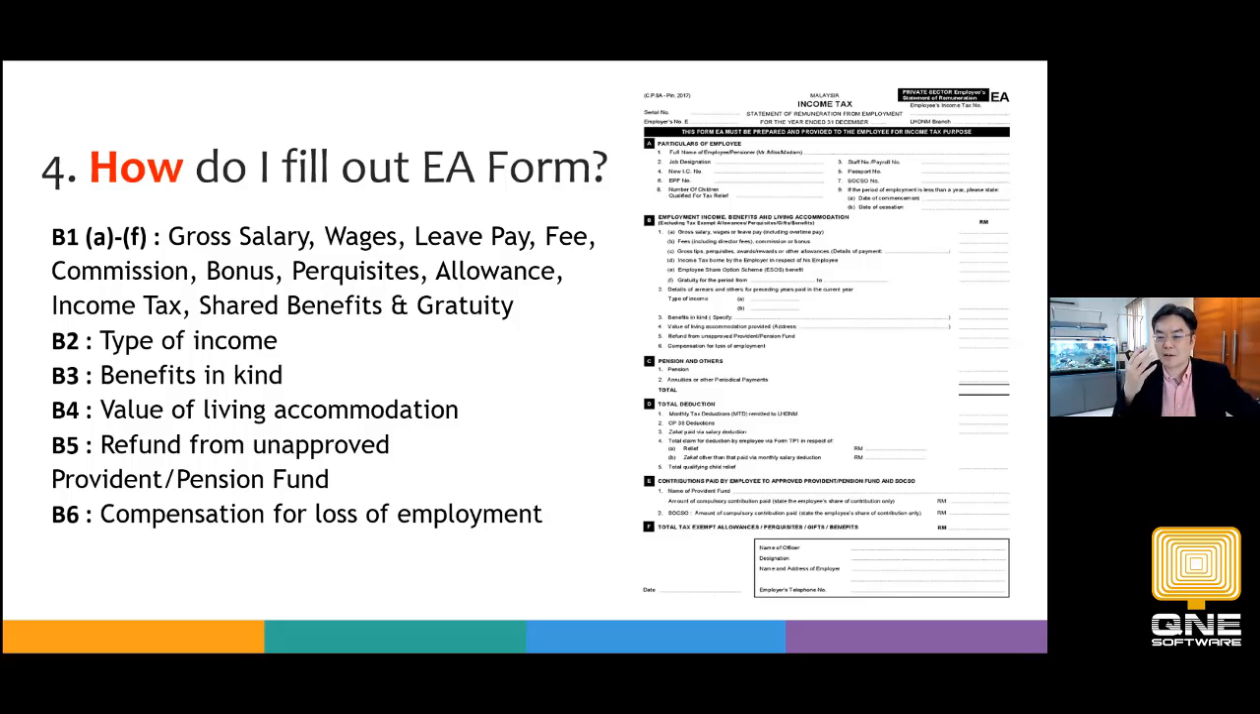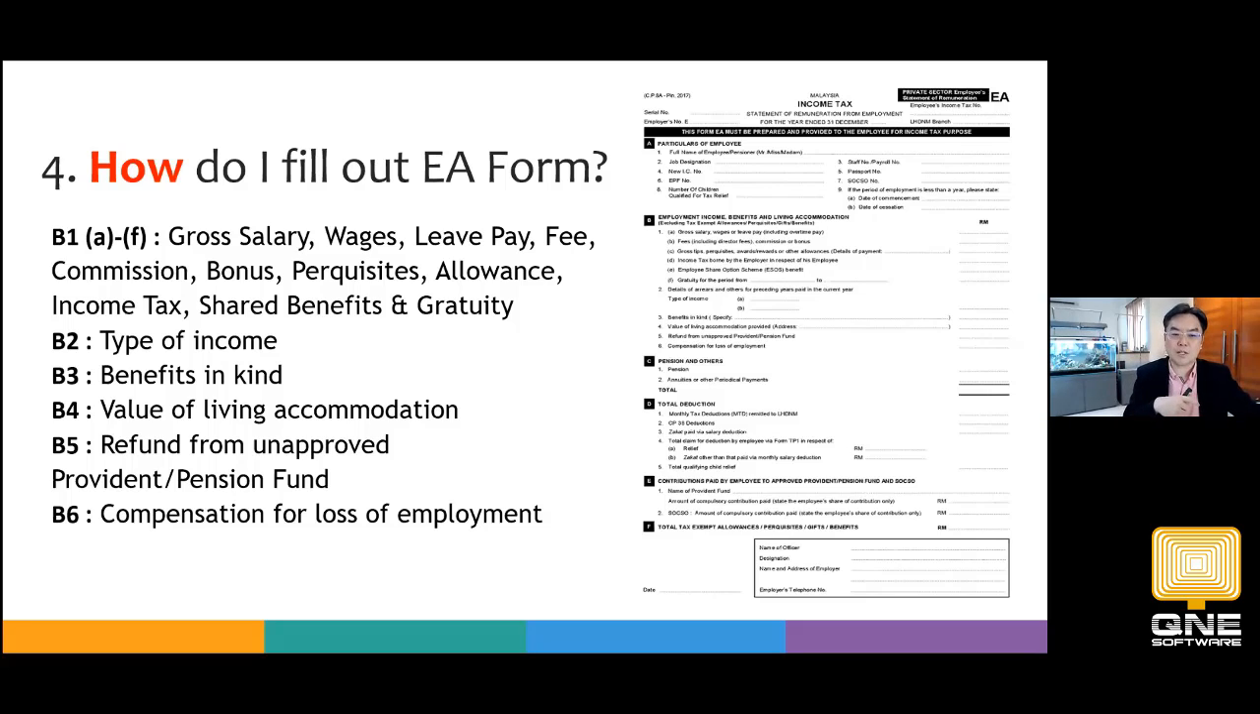Especially those directors who are driving the car back home, not parking the car at the office premise, but parking the car back home. So for some of these benefits that the directors receive, provided by the company, we need to look at the table itself, the prescribed table, which is under the BIK section. This is another interesting part.